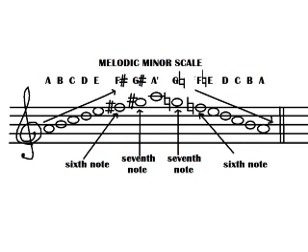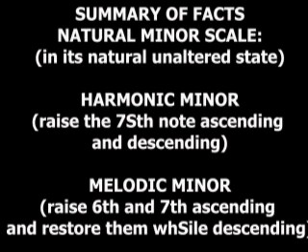So the natural minor scale is in its natural form. The harmonic minor scale raises the seventh note, both while ascending and while descending. And then the melodic minor raises the sixth and seventh only while ascending and restores them while descending.